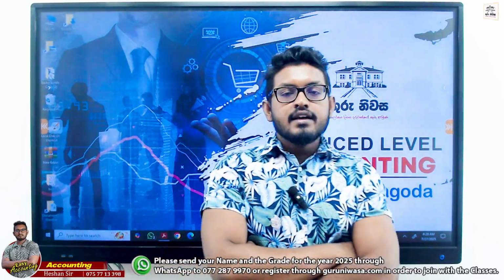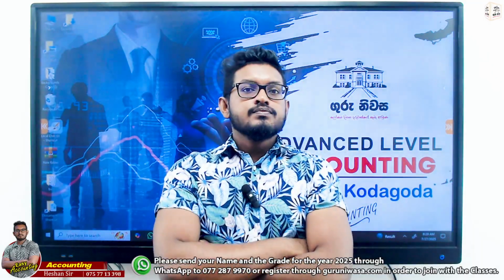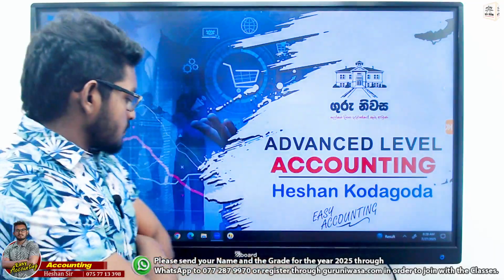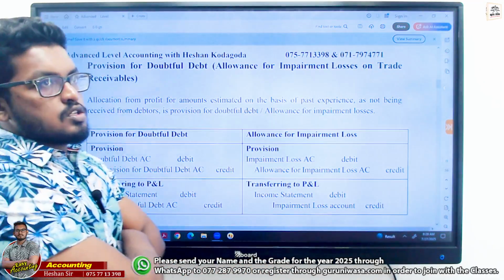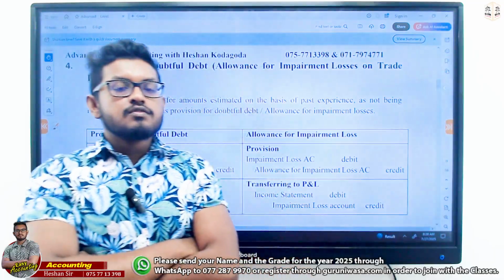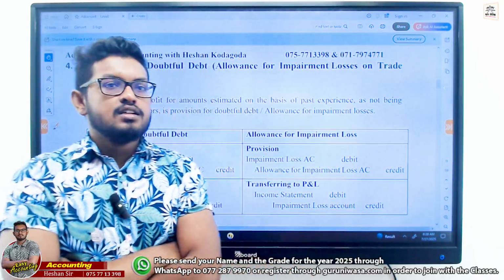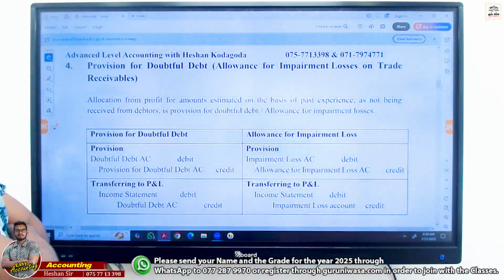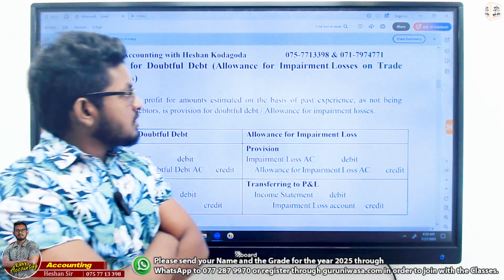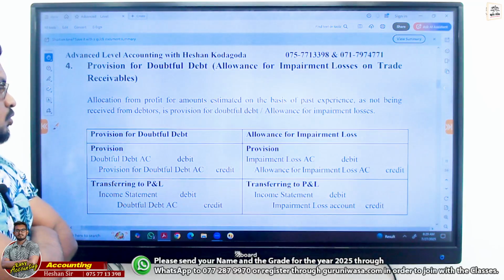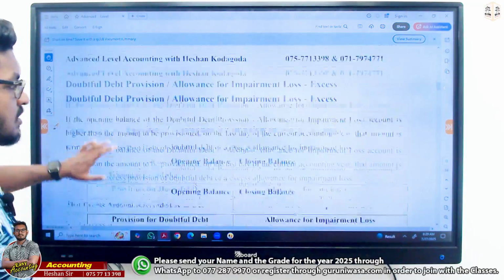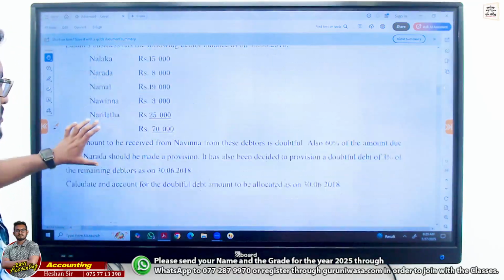Yes. Okay. So today I'm going to continue. We finished the error correction. So still we are discussing financial statements of a sole trader. We discussed bad debts and doubtful debts, which means allowance for impairment loss. Then, right? So impairment loss. So I think I have done the over provision and under provision.